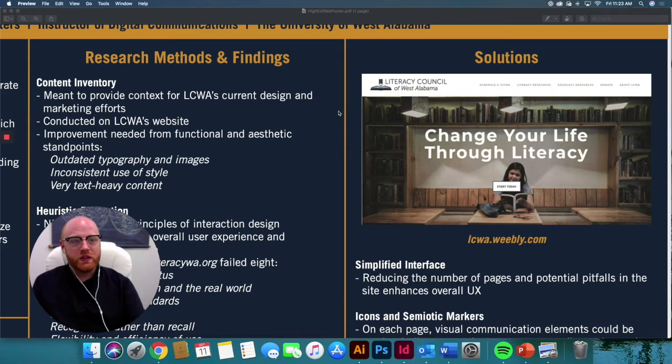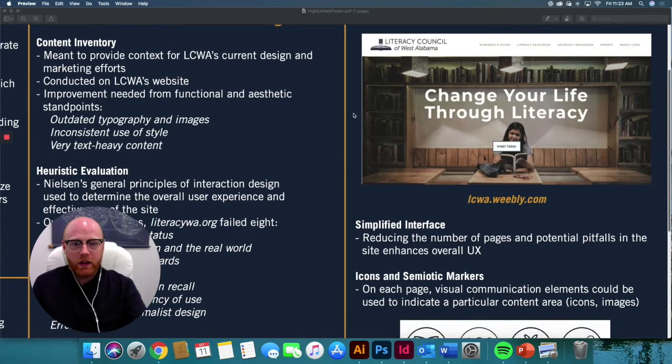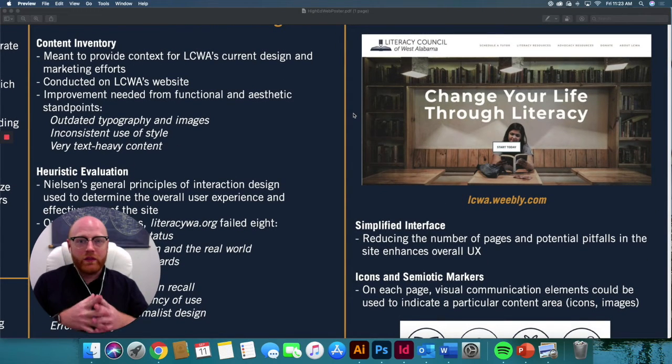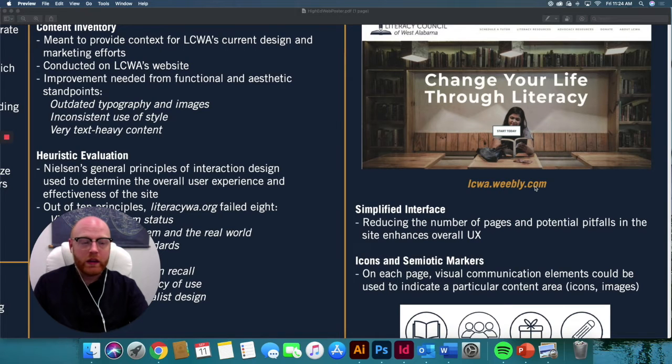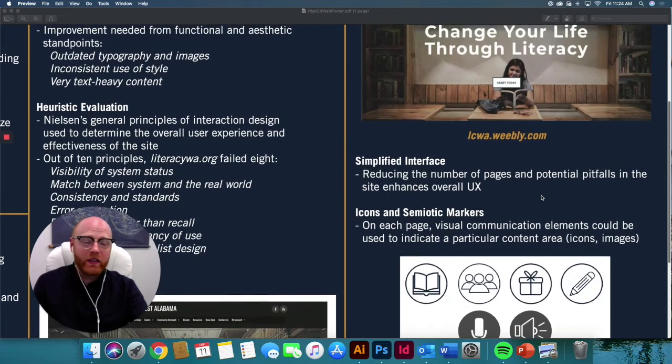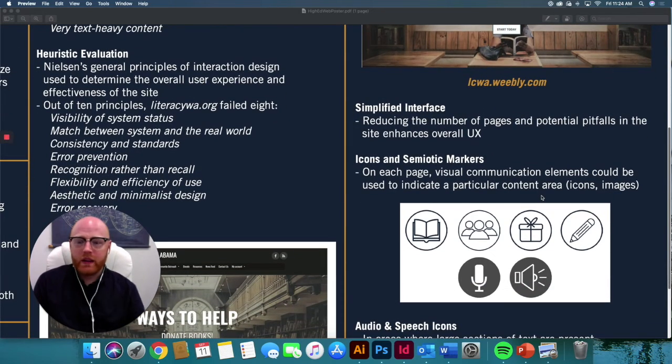Moving into our solutions, one of the biggest things to note between the solution site and the previous site is the minimalism, the simplicity of it. I think a simplified interface could solve a lot of issues with what we found on LCWA's current site. This is the new website, actually. It's built on Weebly. It's a prototype right now, but you're welcome to look at that. So we simplified the interface. This is not rocket science. You all understand what we mean by that. Reducing the number of pages and potential pitfalls in the site enhances the overall experience of people using the site.